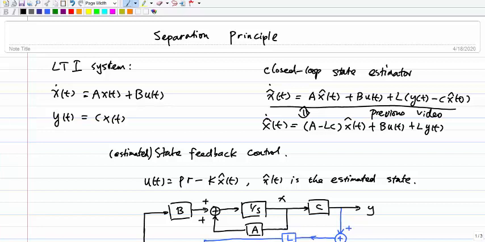This can also be written by moving the term LC and combining it with A x hat, because they have the common term x hat(t). So I can have this term. This is also my closed loop state estimator.